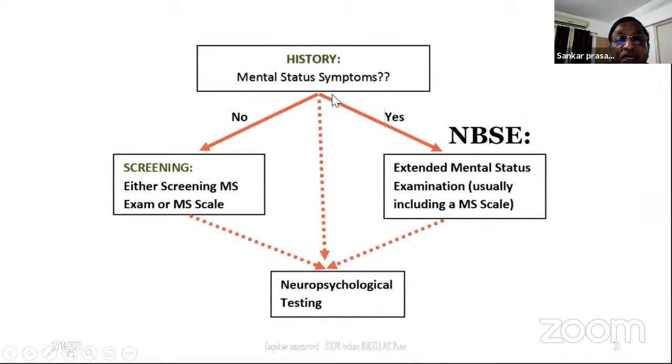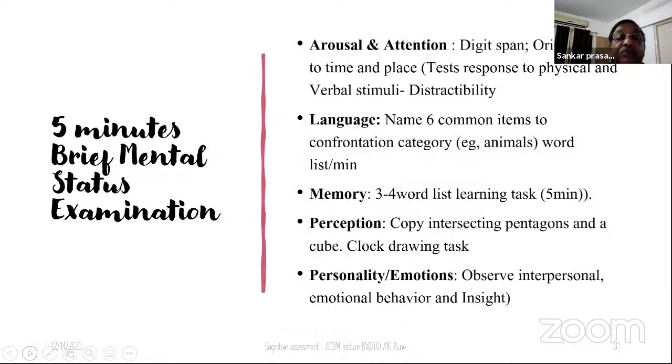So history suggests of mental status symptoms. Yes, and you see extended mental status examination, usually including a scale and a detailed neuropsychological testing subsequently. If mental status symptoms are not visible, then you do a screening test with any of the scales, like mini mental status examination or MOCA, and if there is an abnormality, you go, or if you still strongly suspect, also you should go to neuropsychological testing, which in detail we'll be discussing.